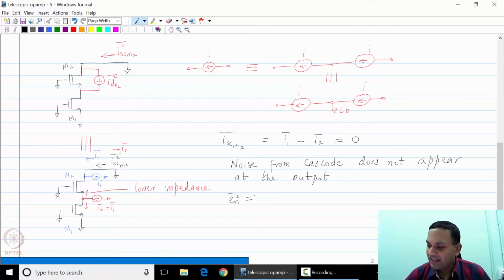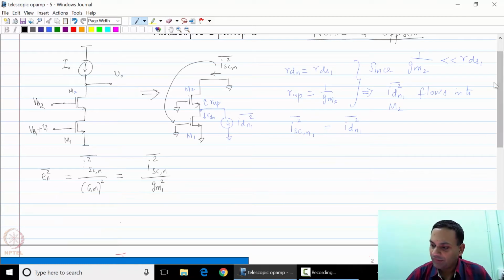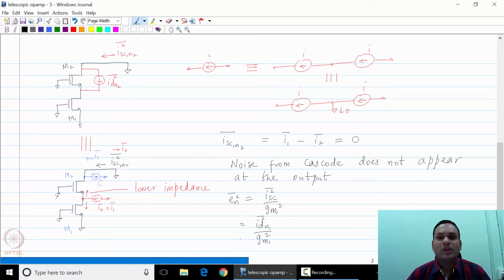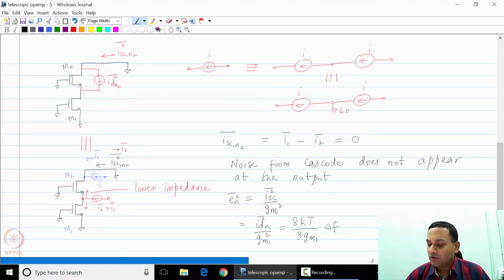En squared is nothing but ISC squared over GM1 squared. This is nothing but IDN1 squared over GM1 squared. And please remember that IDN1 squared is 8 KT by 3 times GM1 times delta F. So the power spectral density is 8 KT by 3 GM1.